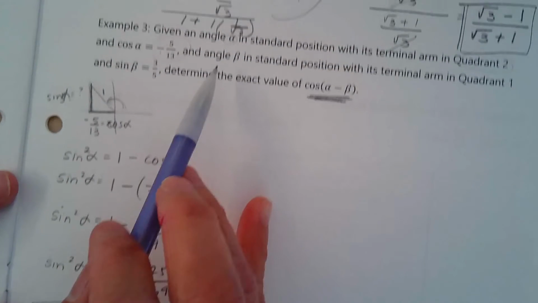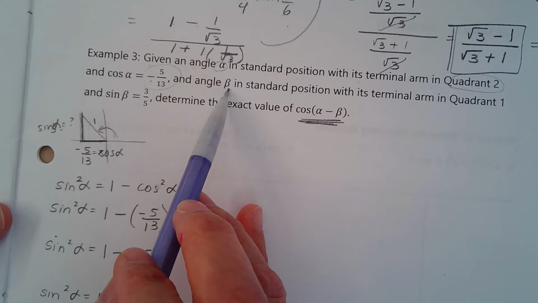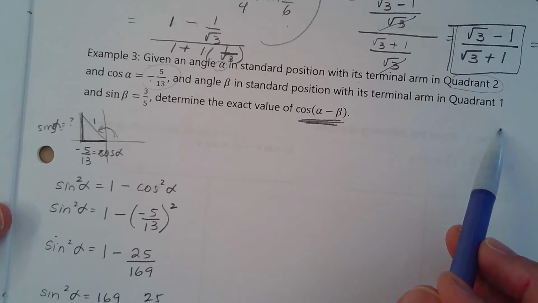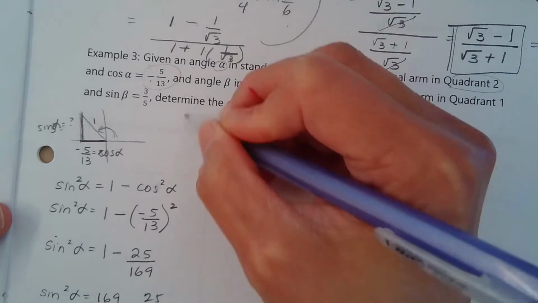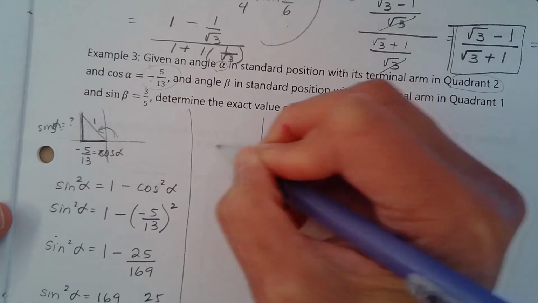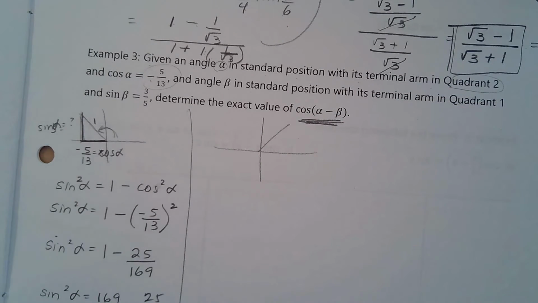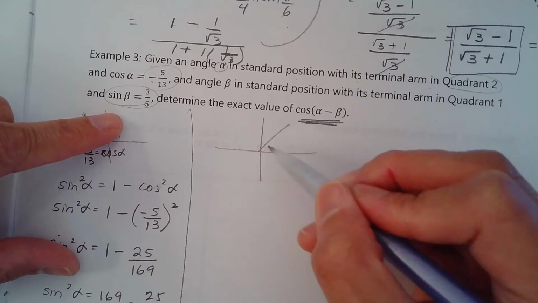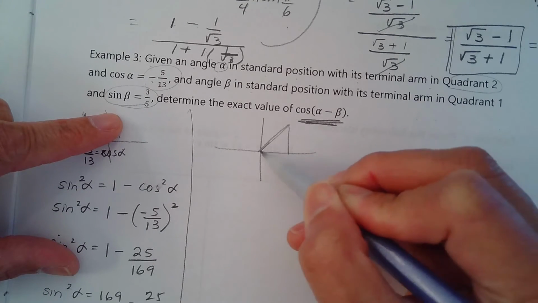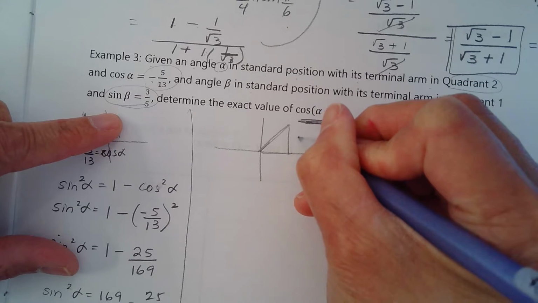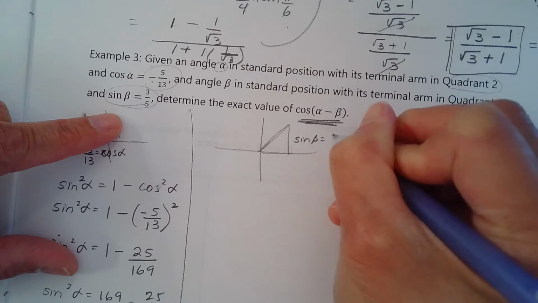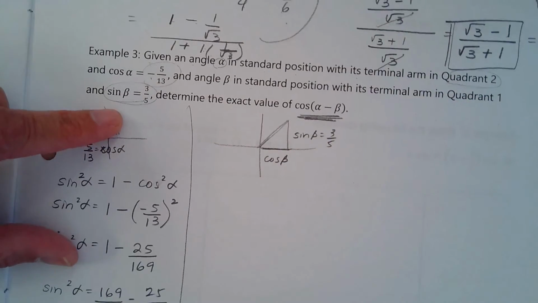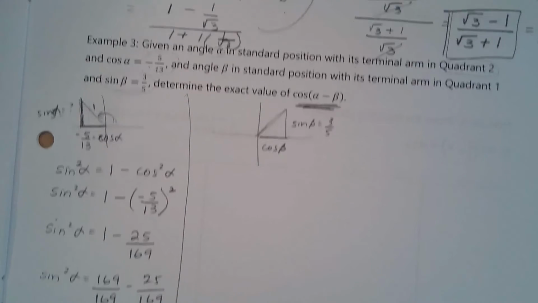What about the other one? Angle B in standard position with the terminal arm in quadrant 1. Angle B this time is in quadrant 1, and sine of angle B is positive. So the sine of angle B is 3/5. We're going to look for cos of angle B. So how can we figure out the cos of angle B?